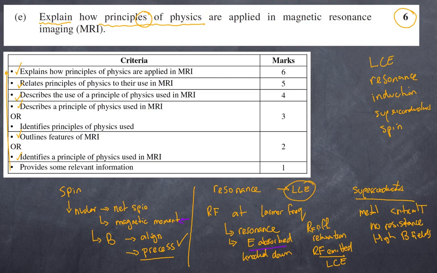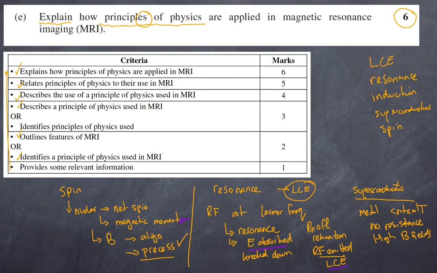Finally, and I won't deal with superconductors, if I talk about the fact that they relax and release a radio frequency that is equal to the initial radio frequency, I have described the principle, but I've not explained it in terms of law of conservation of energy. So hopefully you can see now what is needed to get a high result.